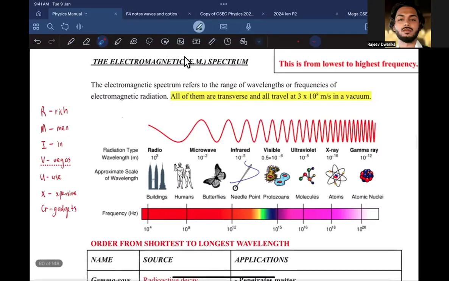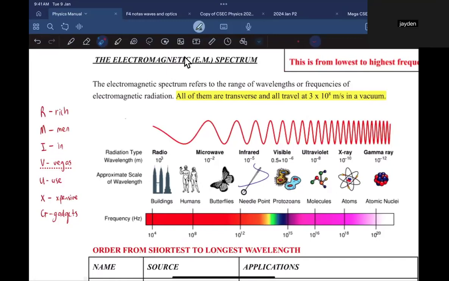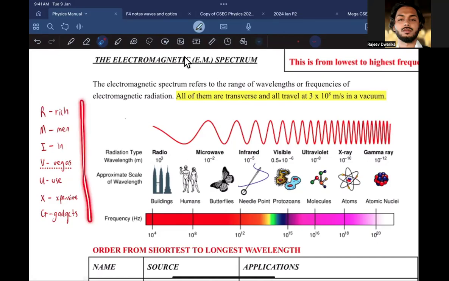Take a picture of the acronym so you don't forget it. All right, Jadon, which one has the greatest frequency? Gamma ray, right? So again, rich men in Vegas use expensive gadgets, and this is in order of increasing frequency.